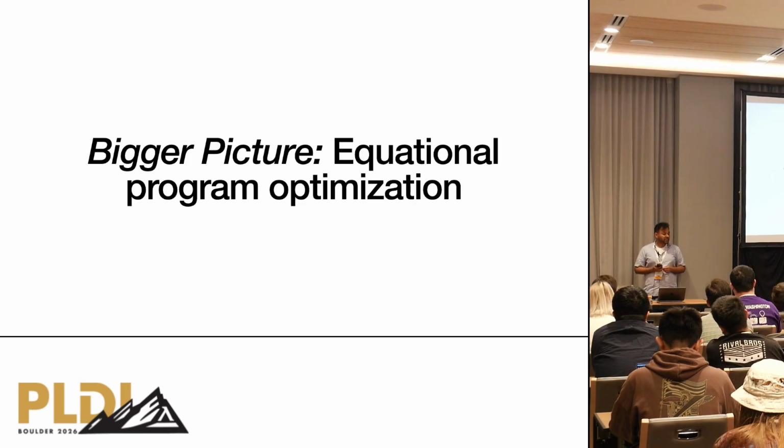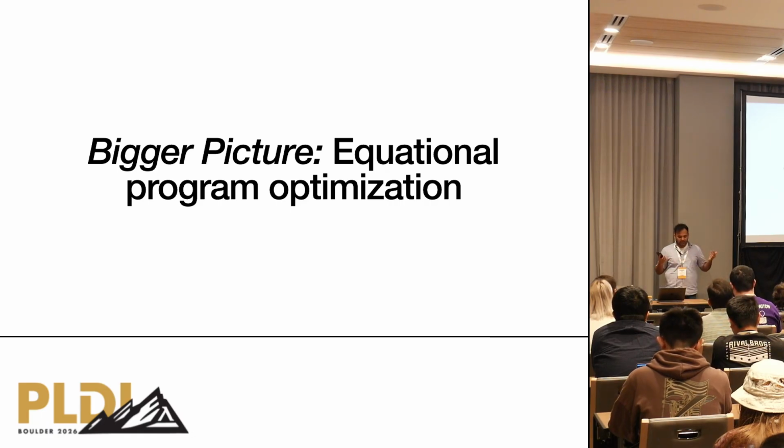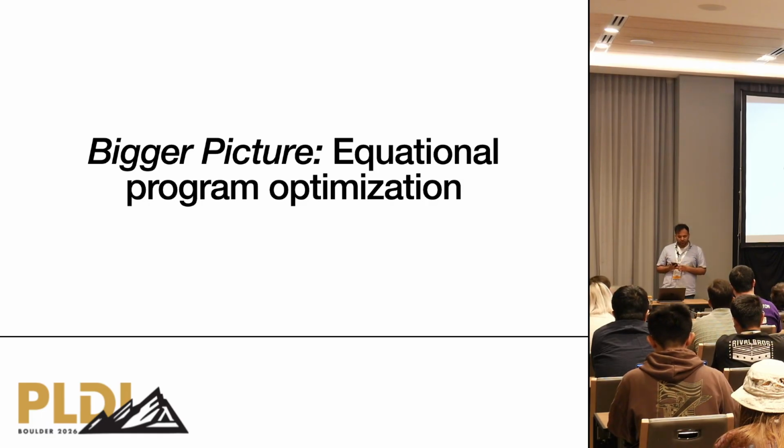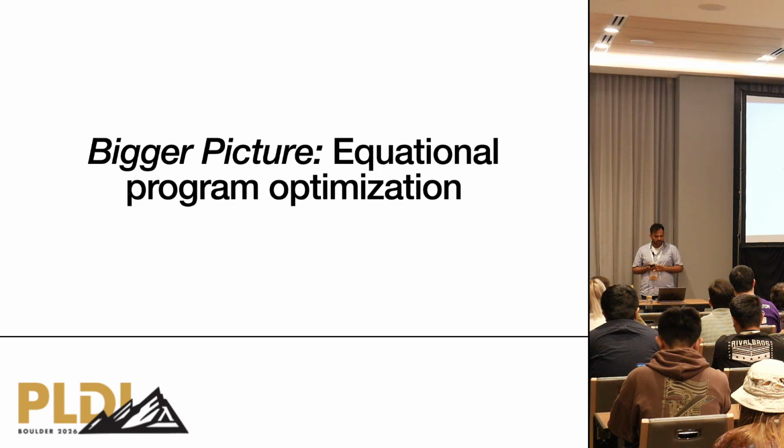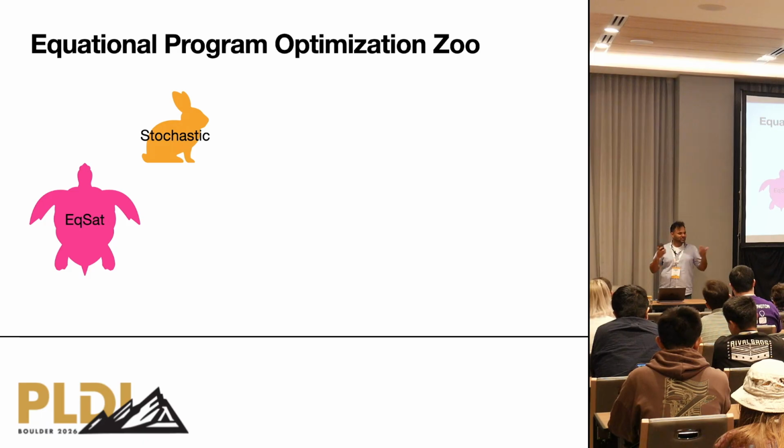So in this project, we looked at 2 techniques that solve the same problem. Which problem is it? We call this equational program optimization. Traditionally, people only use EqSat to attack this problem. But by decoupling the problem definition from its solution strategy, we can see that there are many more ways of solving these problems. In fact, there's a whole zoo of equational program optimization techniques.